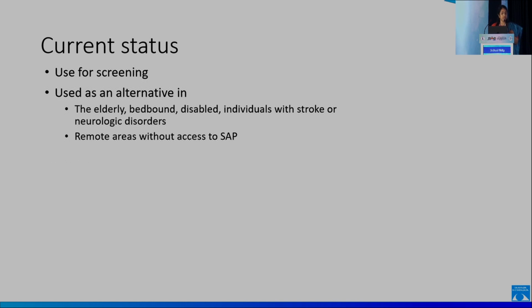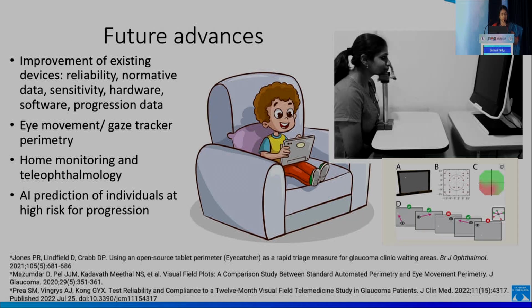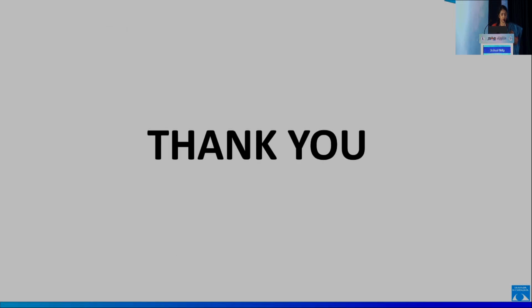Currently, you can consider them for use in screening or use as an alternative in elderly patients, inaccessible patients, and in remote areas without access to a standard automated perimeter. In future, we can hope for a system where fields are as easy as just sitting on a couch and doing it, with improvement of the existing devices. And in the pipeline, we also have eye movement or gaze tracker perimetry, home monitoring devices, and there is AI prediction of individuals at high risk of progression.